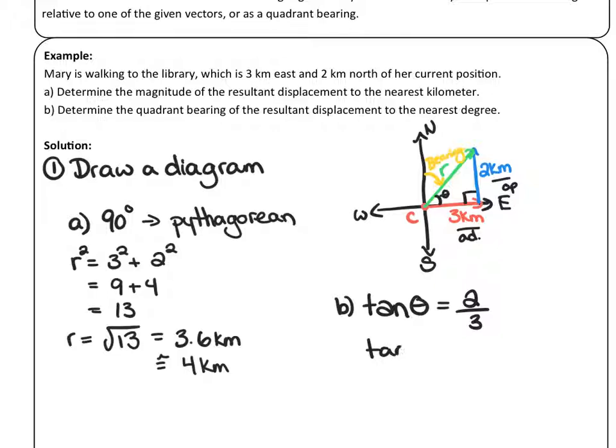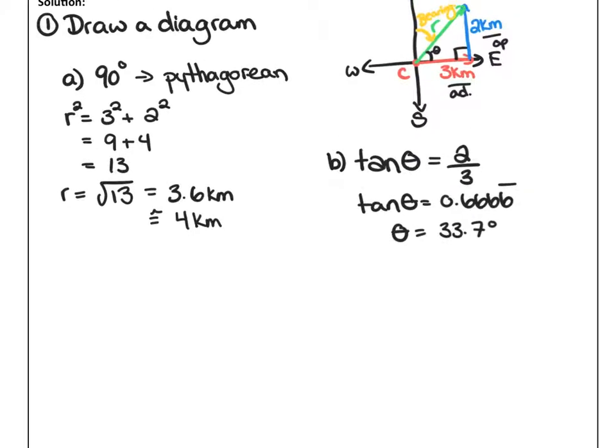And I'm going to calculate that. This is 0.666 repeating, and I'll calculate theta with our inverse. Inverse tan of 0.66666 gives 33.7 degrees for that angle. And I have to change it a little bit to get that bearing.